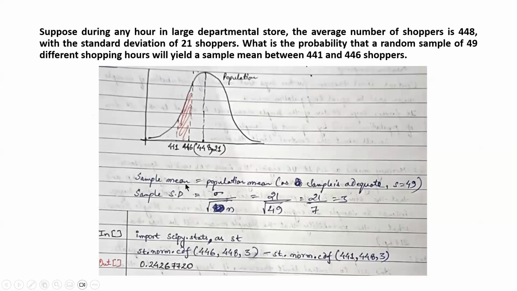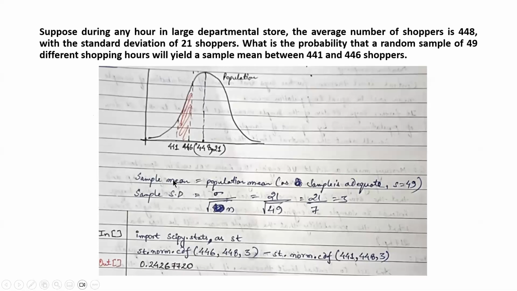Again, the sample mean will be equal to the population mean, as the sample size is adequate, and the sample standard deviation will be the population standard deviation, that is 21, divided by the square root of the sample size, that is 49. So the output is 3.